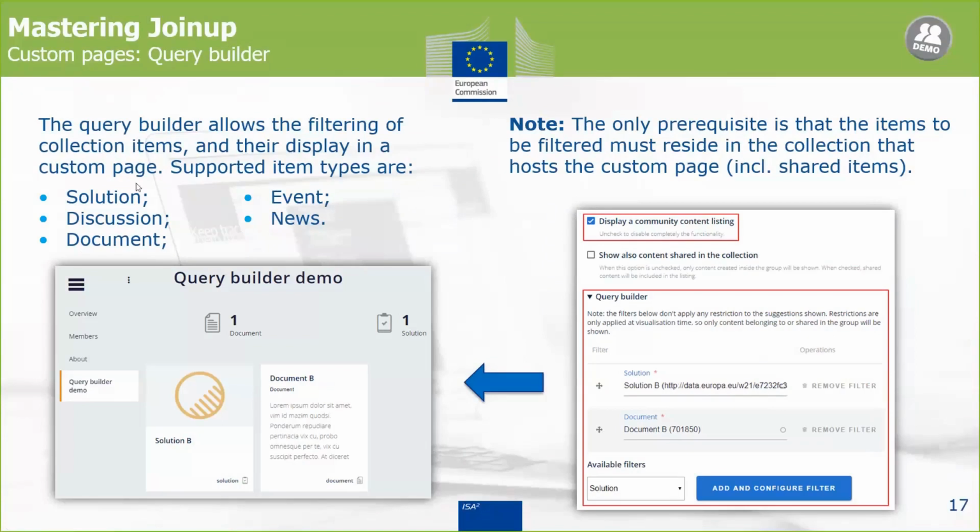The item types supported are solutions, if you're on the collection level, discussions, document, events, and news. So you can see here the example, and we will quickly do it live. I've grouped in this custom page solution B and document B just by entering the information there. And you have to enable the query builder by clicking on the display community content listing. One note here before I move to the demo is that the only prerequisite requirement is that the items you want to group under your custom page using the query builder must be in your collection. Okay, you cannot pull things that belong to other collections.